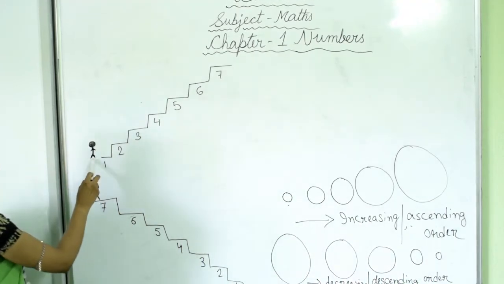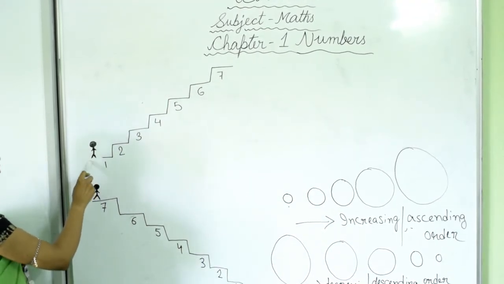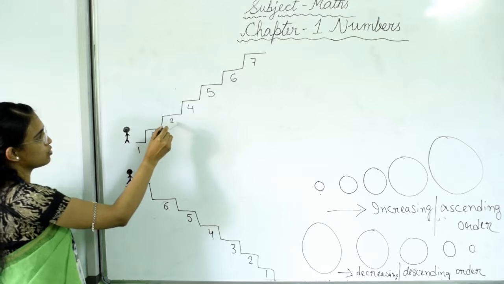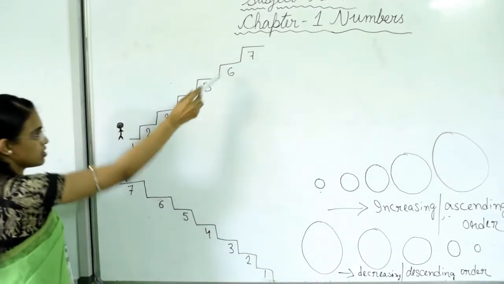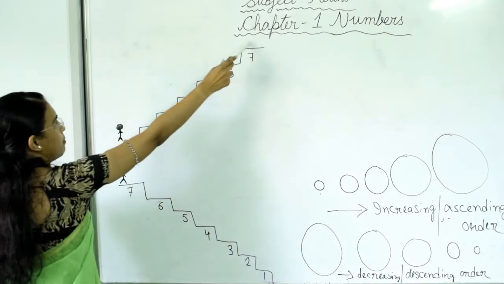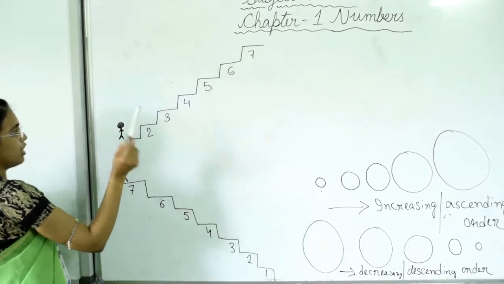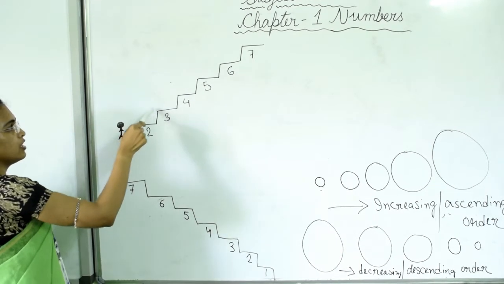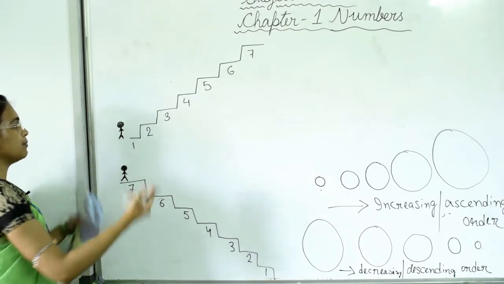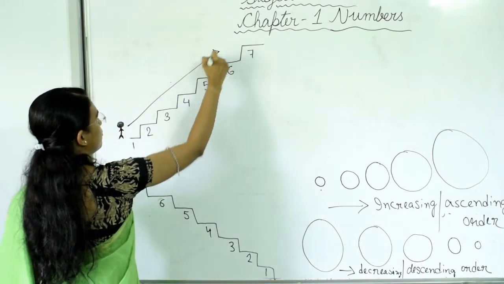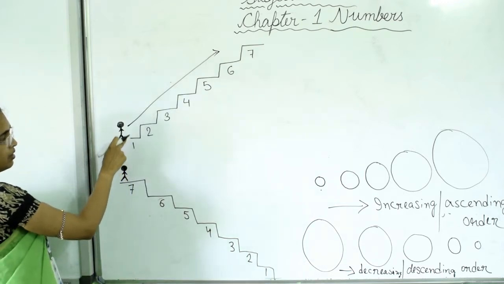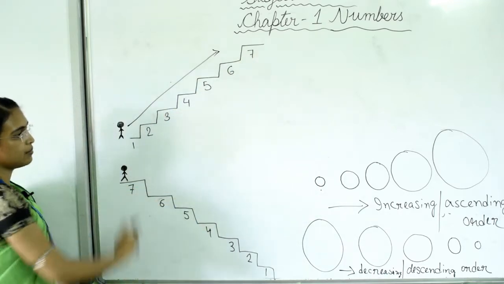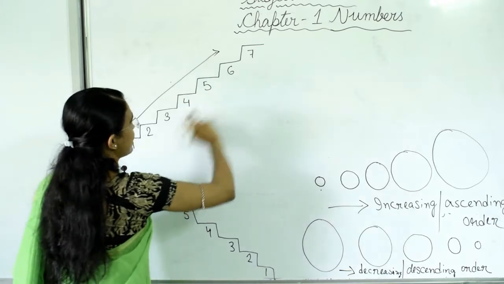Okay, now look, can you see this boy? He wants to climb these stairs. So how many stairs are there? 1, 2, 3, 4, 5, 6, 7. There are 7 stairs. So he wants to climb up. He wants to go to number 7. So what do you have to do? He has to start from here, right? Then he goes upward. Like this, he is standing in number 1. Now he is going upward. That means he is increasing. That means it is ascending.